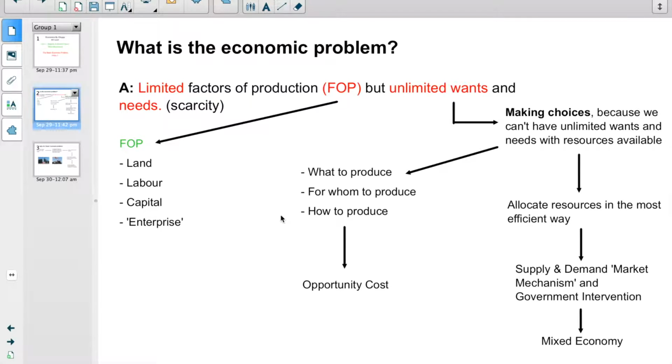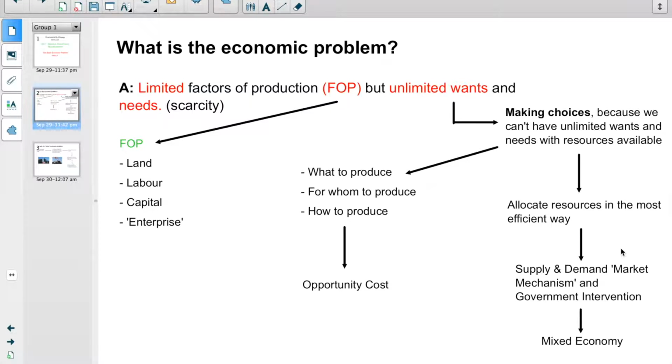So what resources do we need to produce both of these things? When we're making choices, we have to consider what's the most efficient way to produce this good or whatever we're trying to produce. So we need to allocate resources in the most efficient way. Now, there's two ways we can decide how we allocate these resources. The first way is supply and demand, which is also known as the market mechanism.